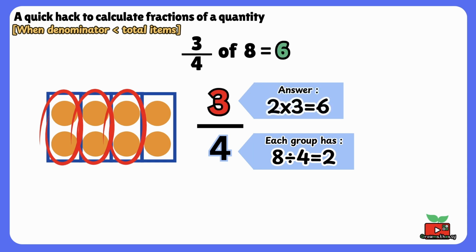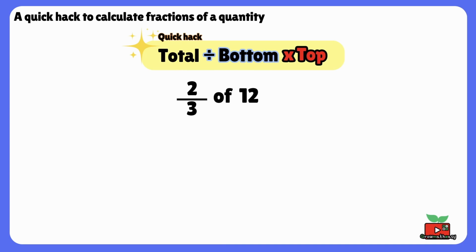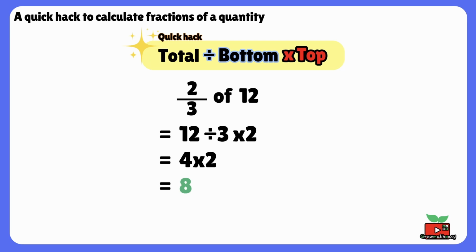The quick hack for calculating fractions of a quantity is take the total number divided by the bottom number, then multiply by the top number. Let's test it. What is 2/3 of 12? We divide the total 12 by 3 and then multiply by 2. 12 divided by 3 is 4, and 4 times 2 is 8. So 2/3 of 12 is 8.